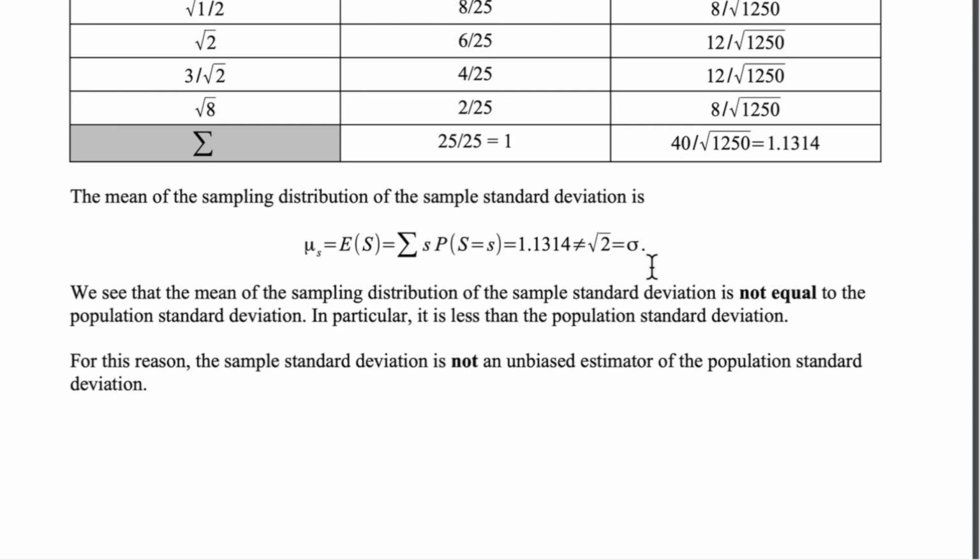We choose to calculate S squared in a particular way to make it unbiased, but when we take the square root to get the standard deviation, the transformation we're applying is not a linear transformation. Because of that, S is no longer an unbiased estimator for the population standard deviation.